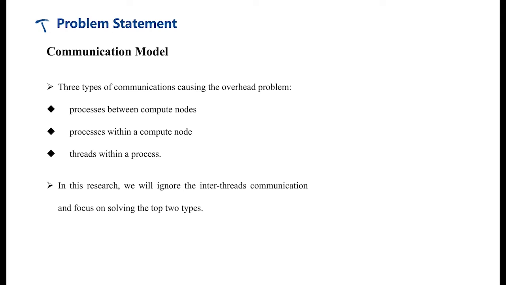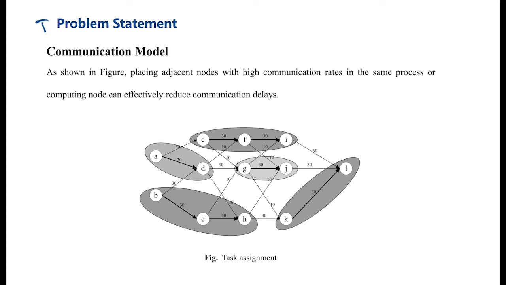The third type of communication overhead is actually less significant than the top two. So we will ignore the inter-thread communication, which is the final one, and focus on solving the first two communication overheads. The idea is to group the nodes with high communication rate together to reduce the latency of the system and increase the system's throughput.